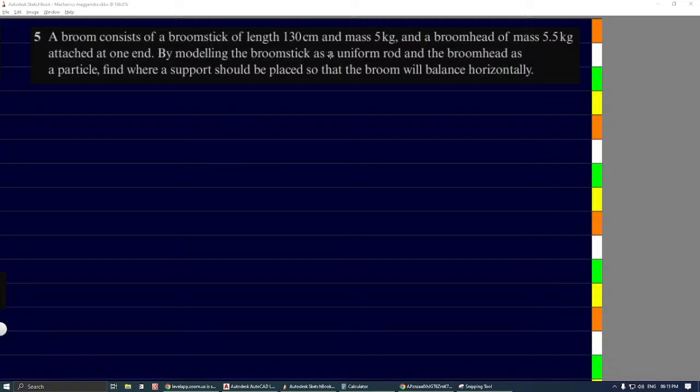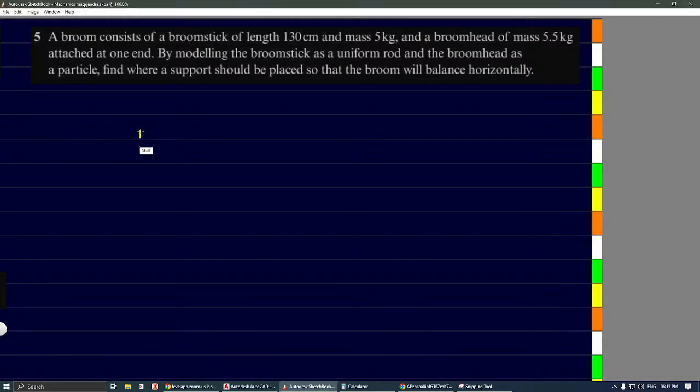Of length 130 centimeter and mass 5 kg. So we have a broomstick of length 130, mass is 5 kg. The broom head of mass 5.5 kg. The stick is of length 130 and the broom head is 5.5 kg attached at one end. By modeling the broomstick as a uniform rod and a broom head as a particle, find where a support should be placed so that the broom will remain in balance.